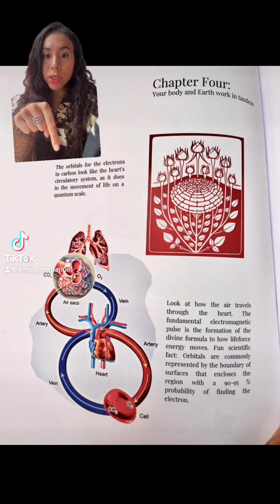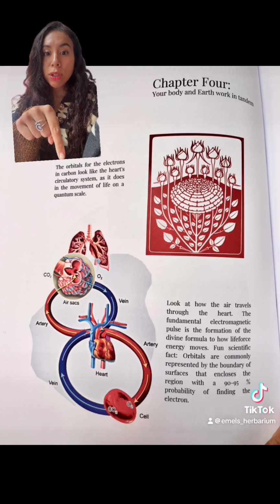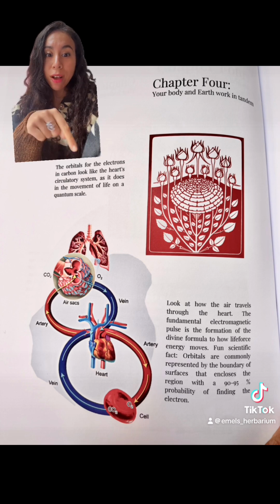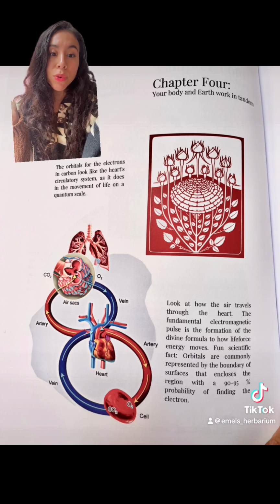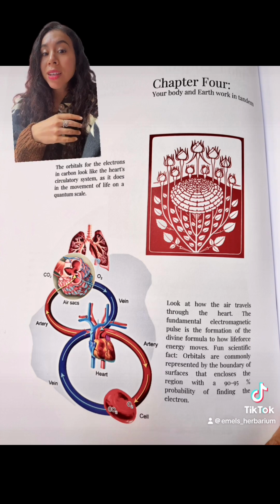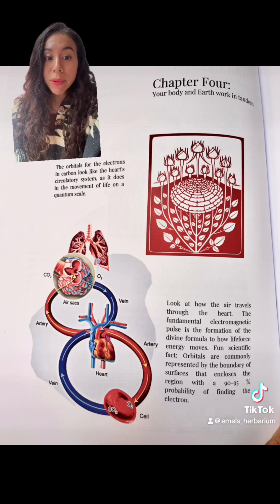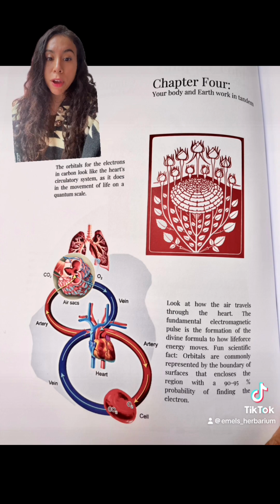So the orbitals for the electrons in carbon look like the heart's circulatory system, as it does in the movement of life on the quantum scale. Look at how the air travels through the heart. The fundamental electromagnetic pulse is the formation of the divine formula to how life force energy moves. Fun scientific fact: orbitals are commonly represented by the boundary of surfaces that encloses the region, with a 90 to 95% probability of finding the electron.